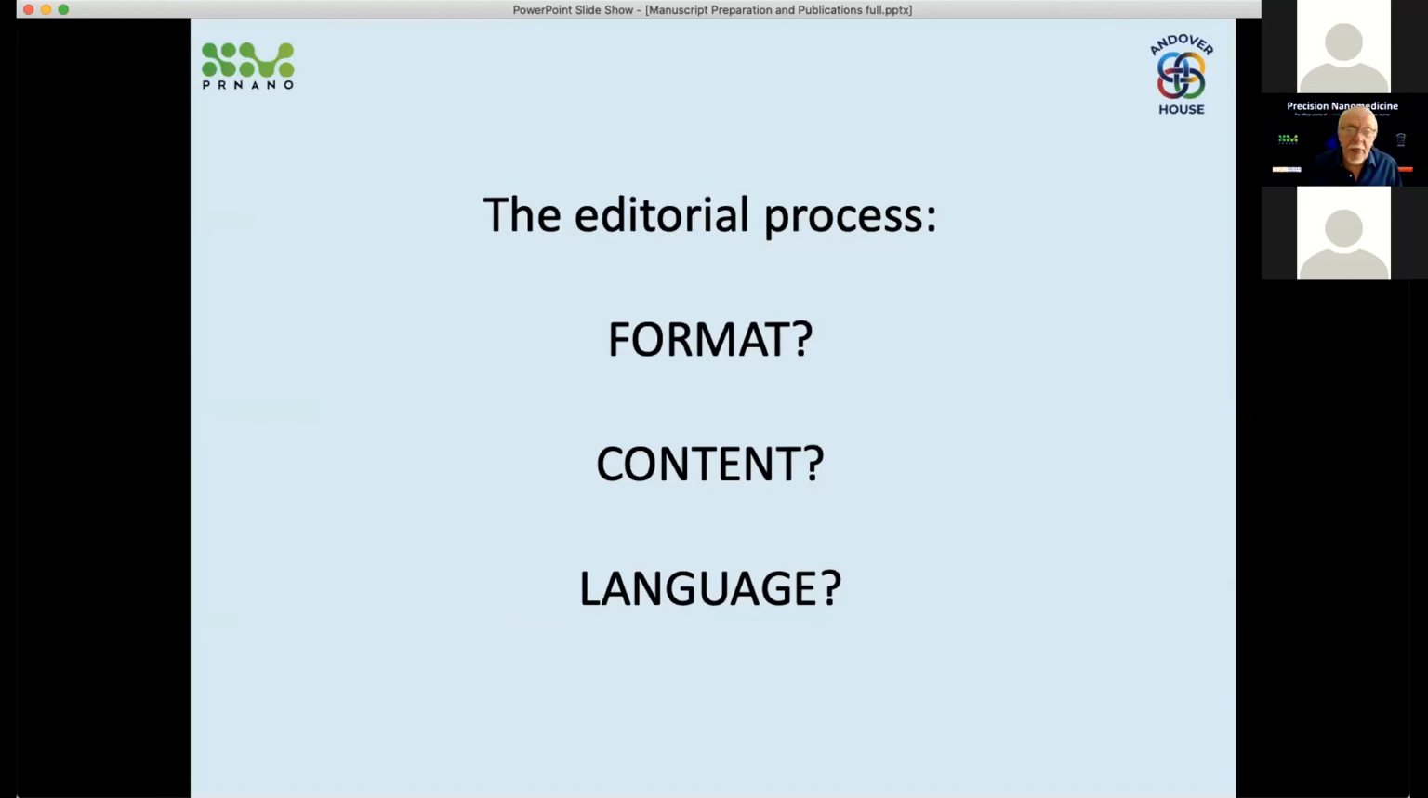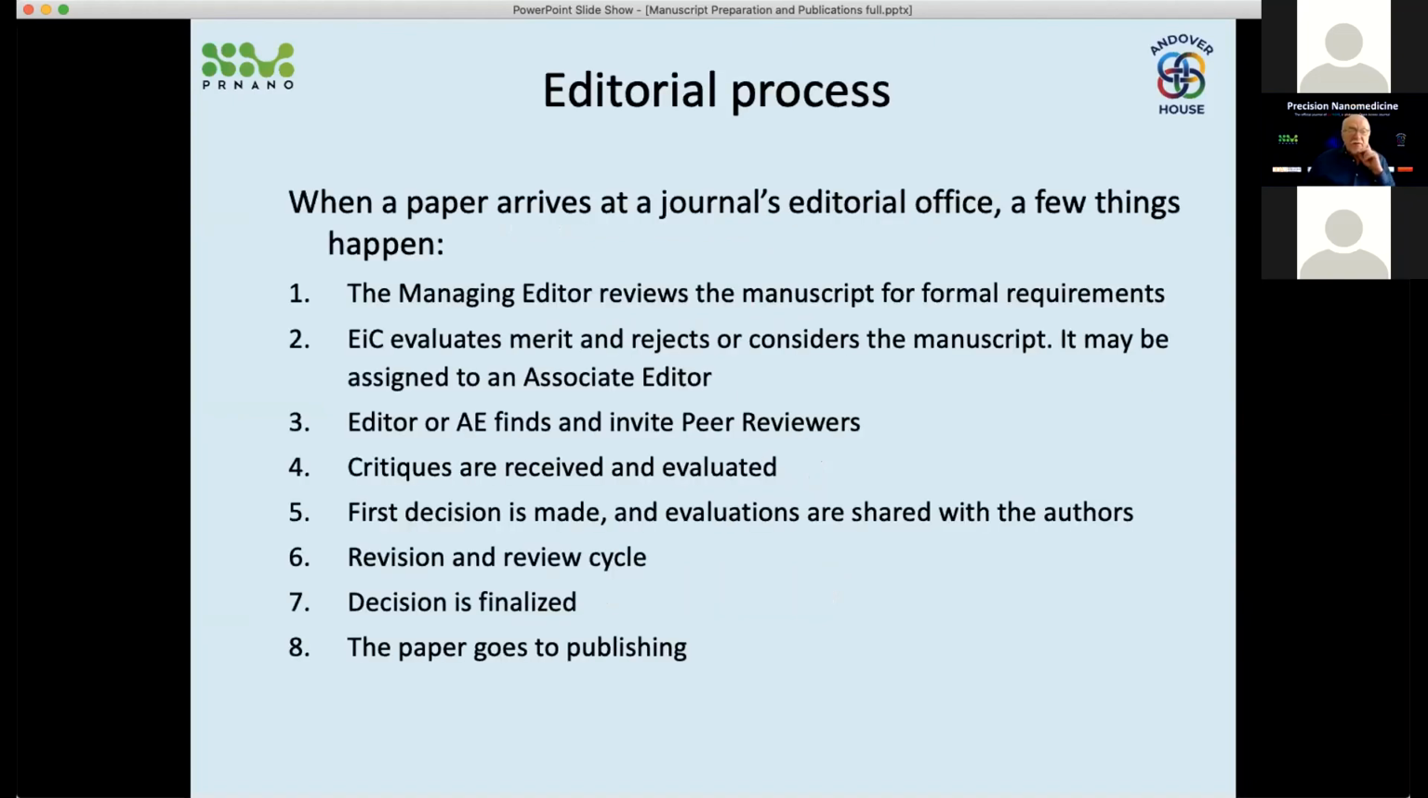So let's look into the editorial process finally. The editorial process: checking the format, the content, language, and quality. When the paper arrives at the office, a few things happen. The managing editor who operates the system reviews the manuscript for formal requirements. If it doesn't fit formal or original requirements, it will be sent back right away. The EIC, the editor-in-chief, evaluates the merit and rejects or considers the manuscript.